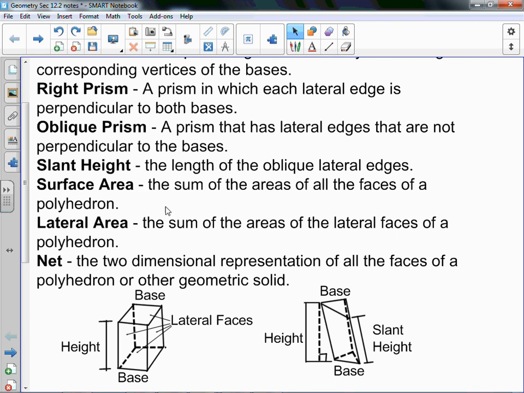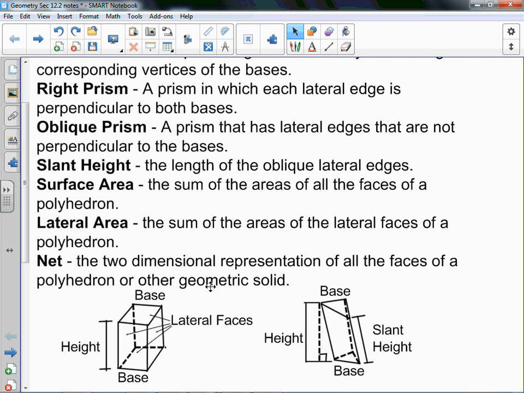And surface area is going to be the sum of the areas of all the faces of the polyhedron. So if you figure out the area of all 6 faces of this prism, then that would be the total surface area. Lateral area is just the sum of the areas of the lateral faces. So basically it's the surface area minus the area of the 2 bases would be the lateral area.